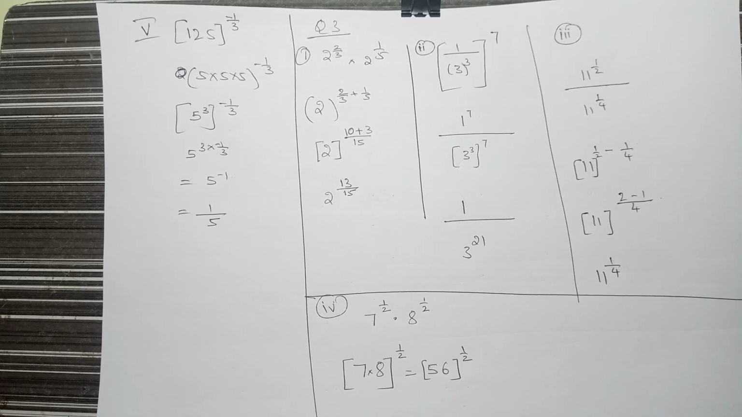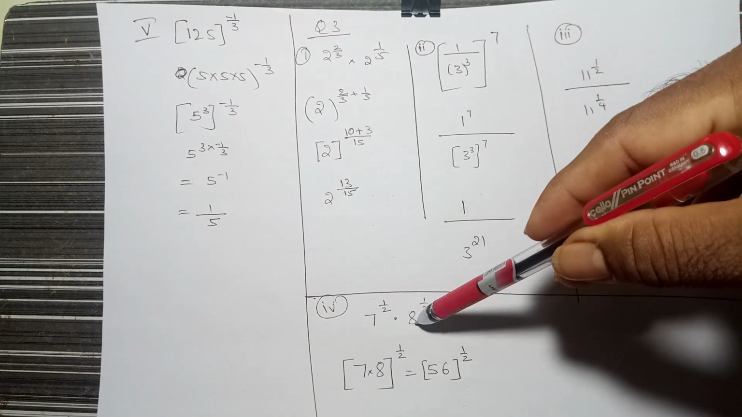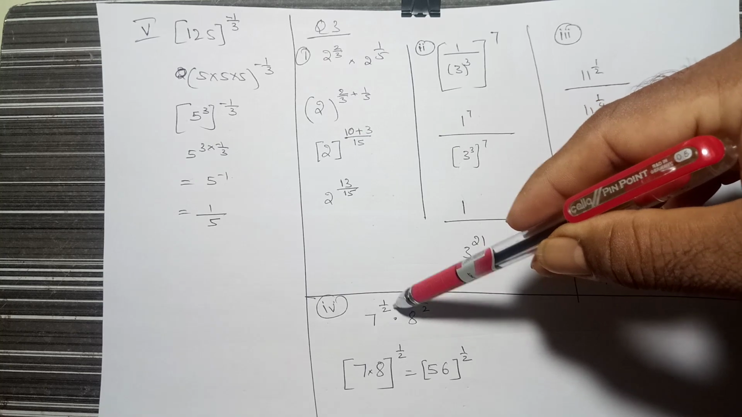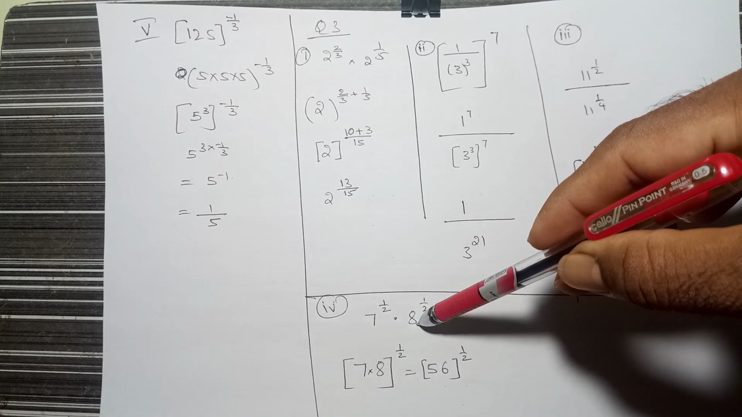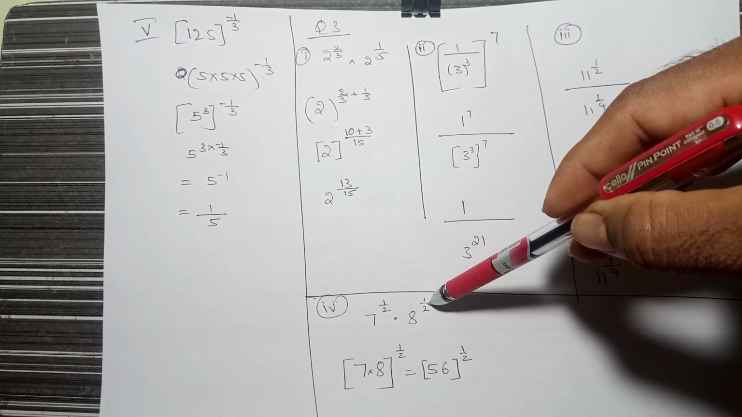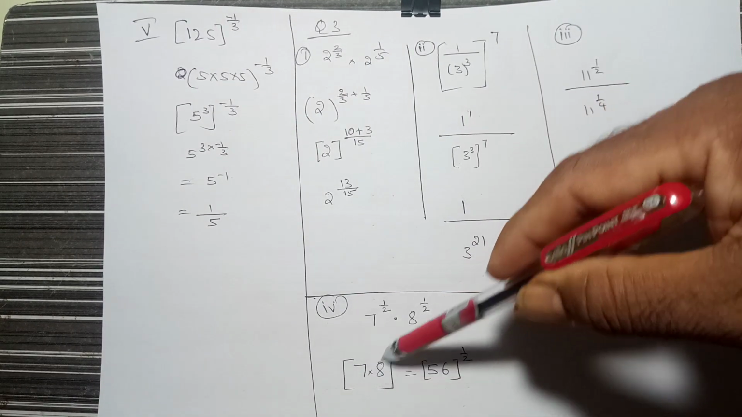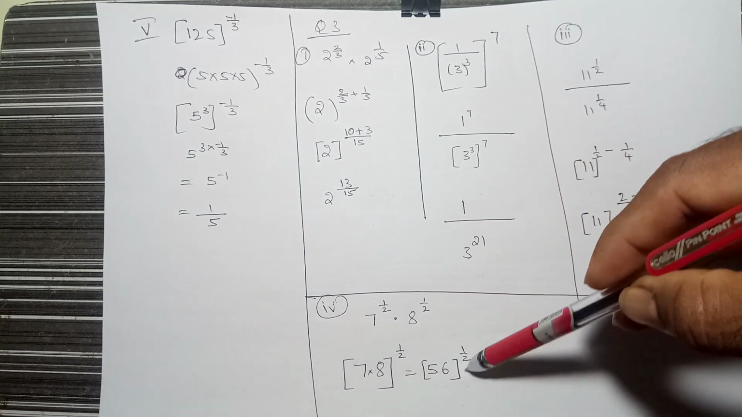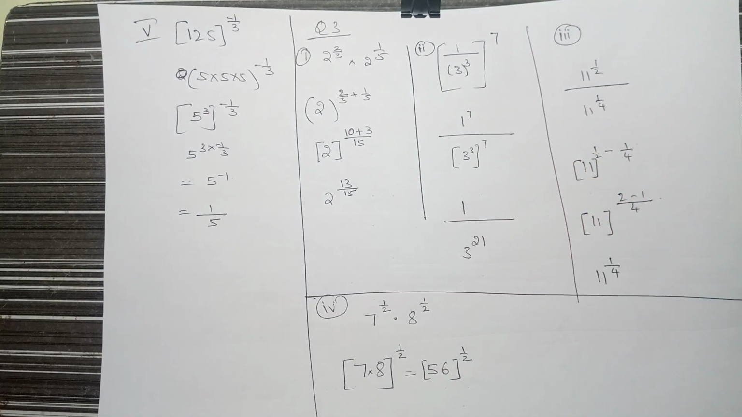And the last one is 7 power 1 by 2 times 8 power 1 by 2. So a power m, b power m, the powers are the same, so that we can take the common power. 7 times 8 whole power 1 by 2. 56 whole power 1 by 2. That's all.